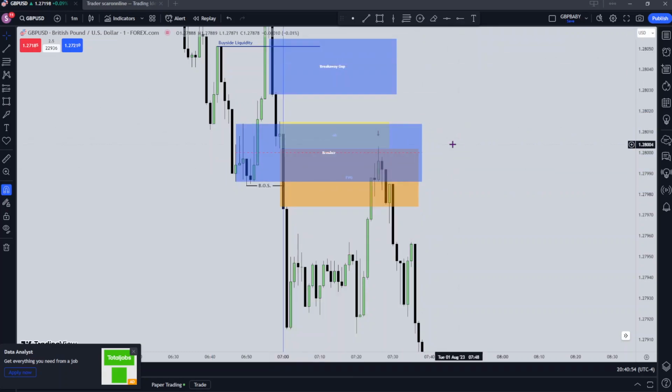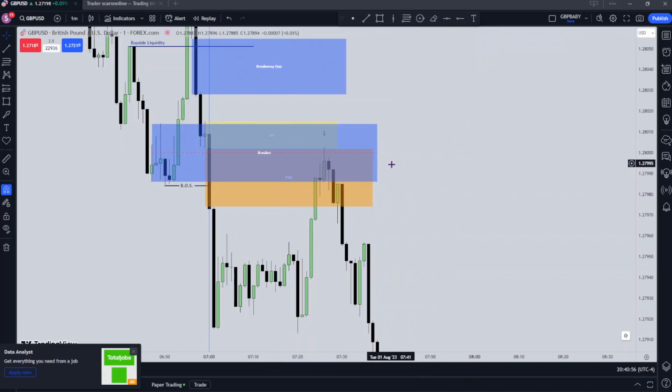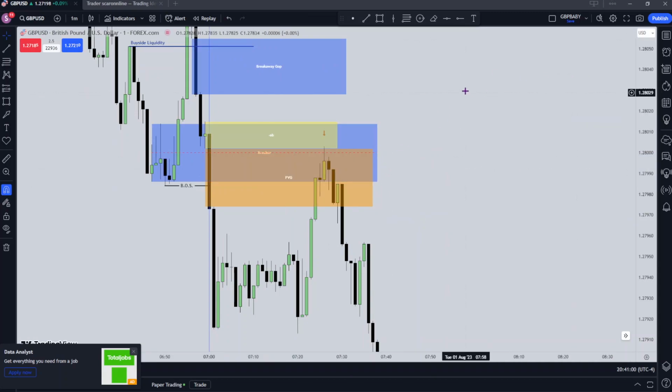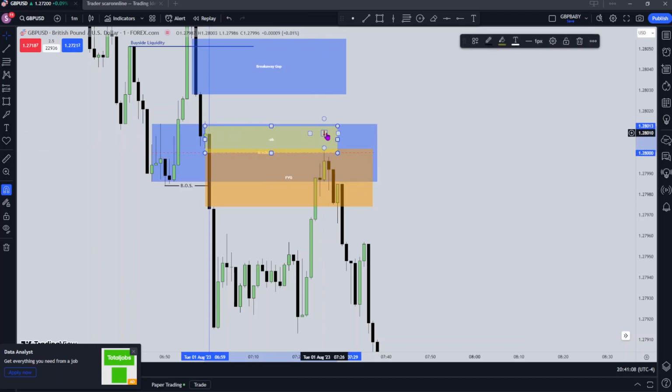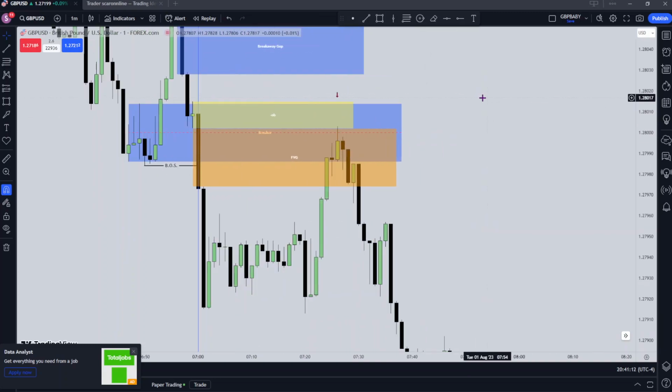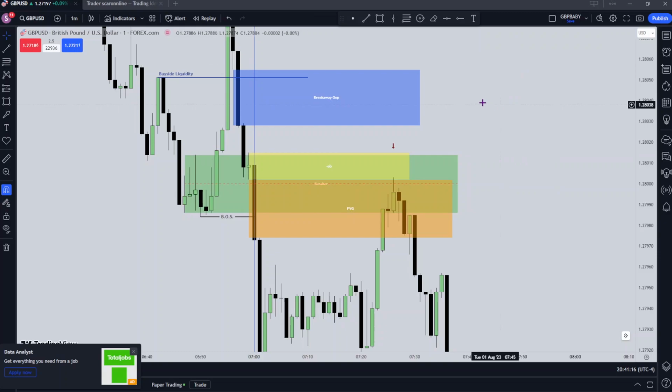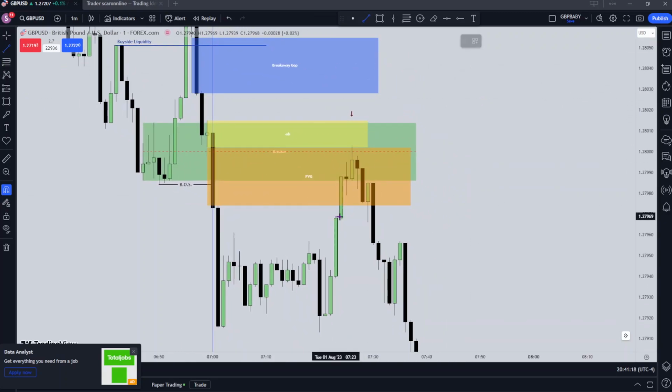Right, cool. There we go. So we have a breaker, we have a bearish order block, and fair value gap. That means we trade right into that, up to the 50% level, which is a beautiful sell. And then we have a small breaking market structure.